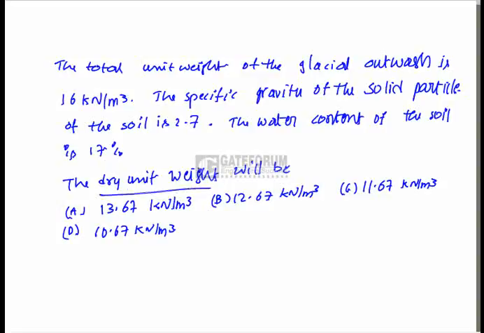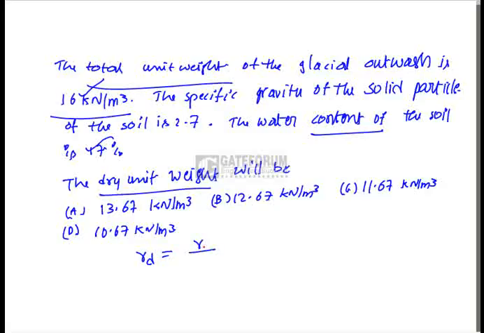Calculate the dry unit weight of the soil. We know the total unit weight of the soil is 16 kilonewton per cubic meter and the water content is 17%. There is a direct relationship between dry unit weight and total unit weight: total unit weight by 1 plus water content, 16 by 1 plus 0.17, that is equal to 13.67 kilonewton per cubic meter. Option A is correct.